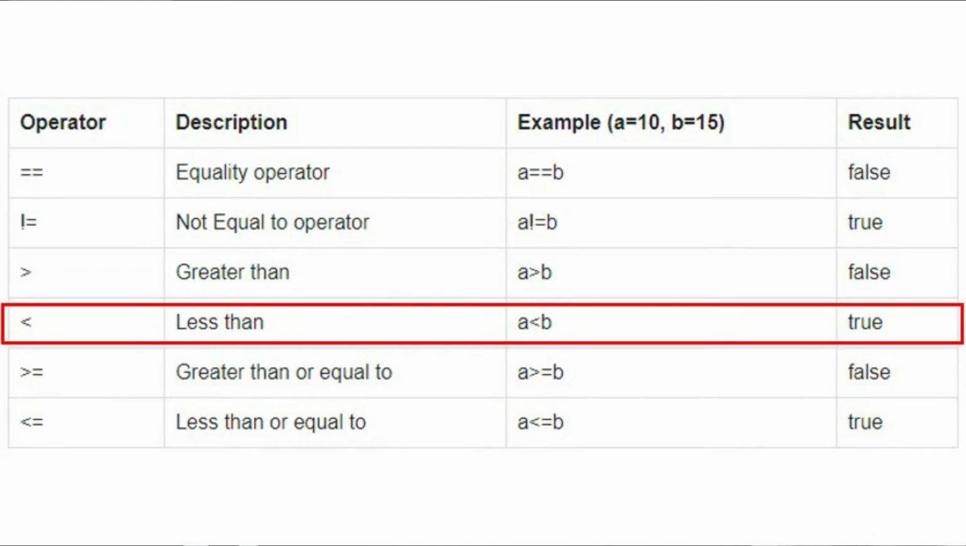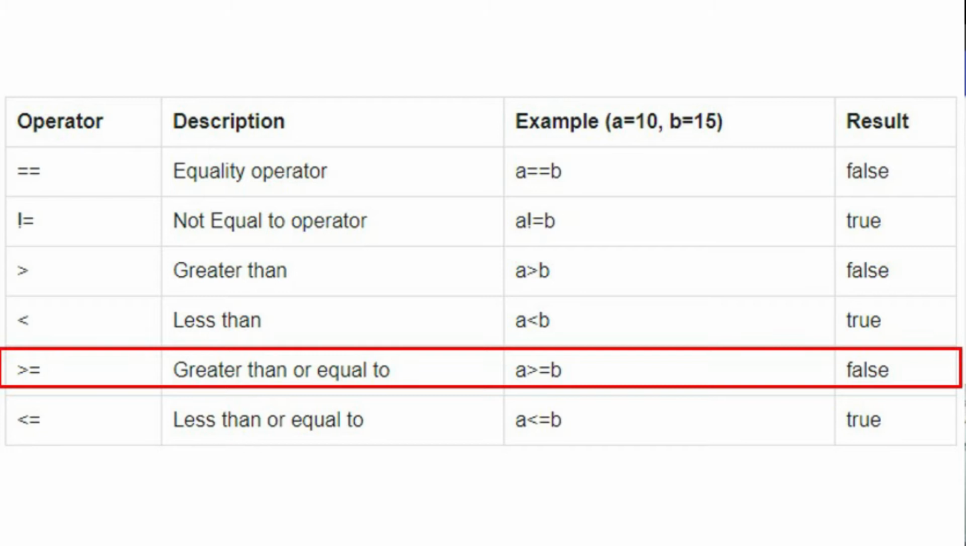The next operator is the less than operator. Is A less than B? Then the result is true. Why? Because 10 is less than 15 and that is correct. The next operator is greater than or equal. This checks if the first value is greater than or equal to the second value. So 10 is greater than or equal to 15? The result is false, since 10 is less than 15.